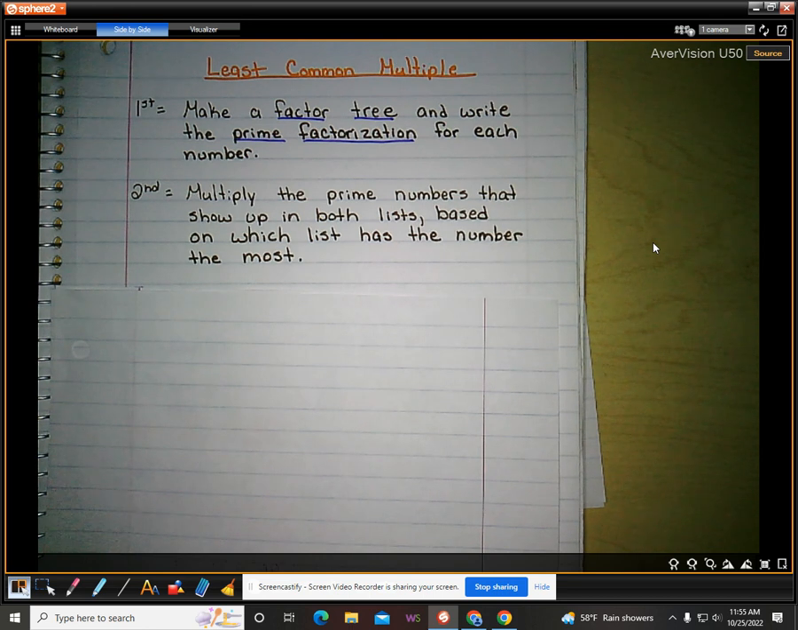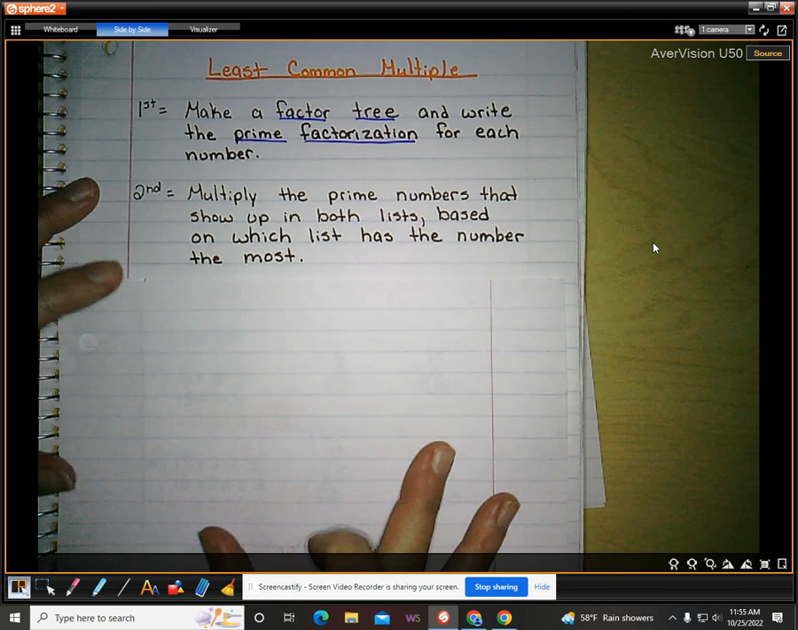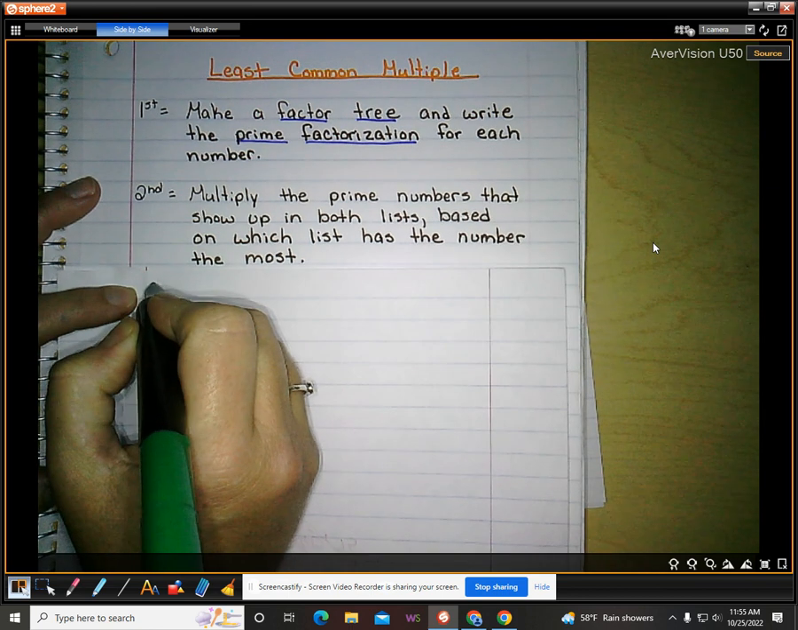Okay, so again, for those of you still writing it down, you're going to multiply the prime numbers that show up in both lists based on which list has the number the most. Okay, so step 1 is the same. This is day 3 doing step 1. Step 2 is what changes depending on if you're doing greatest common factor or least common multiple. Okay, so we're going to look at some examples of this.